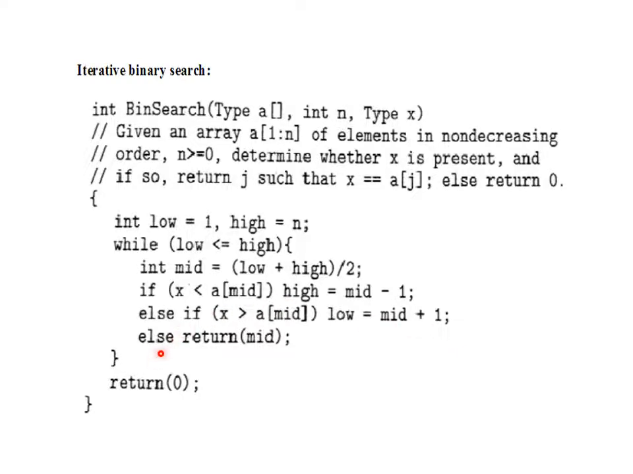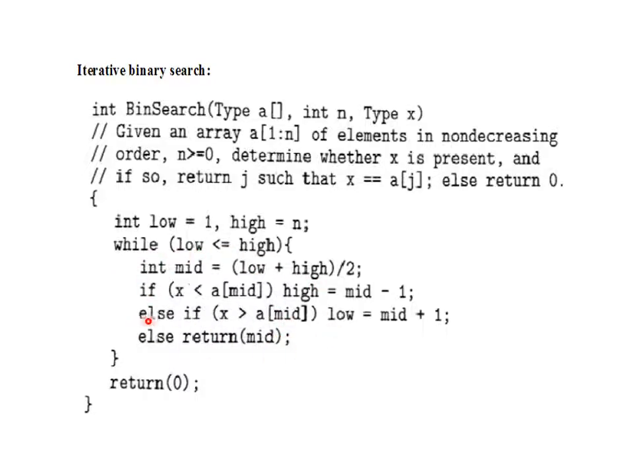So what happens if these conditions fail? If the greater than and less than conditions are both false, then it is sure that it is equal to mid. That is, the search item is equal to the mid item, so return mid. And this will repeat whenever the low value is less than or equal to high.